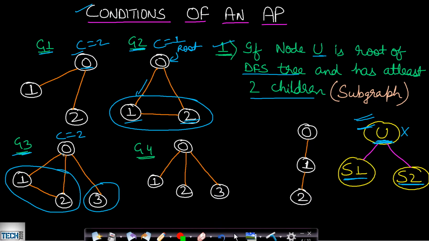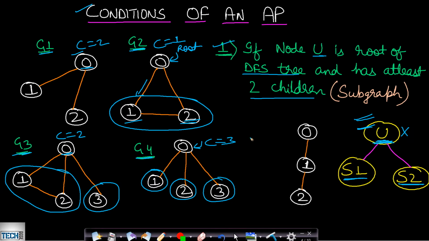So there are two subgraphs for this node 0. Therefore, you will have two children. For this graph 4, how many children will there be for this node 0? There will be a total of 3 children, because we have 3 independent subgraphs.